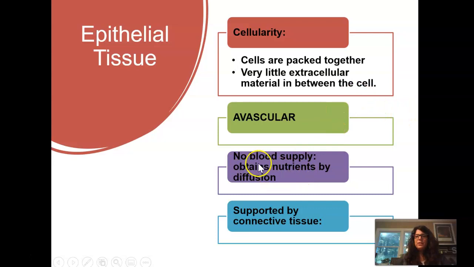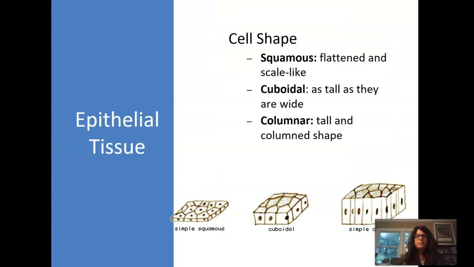They're avascular, which means there's no blood supply, so they have to get their nutrients through simple diffusion, so things going from high concentration to low, so nutrients going across those tissues and waste products coming across. They are typically supported by connective tissues.